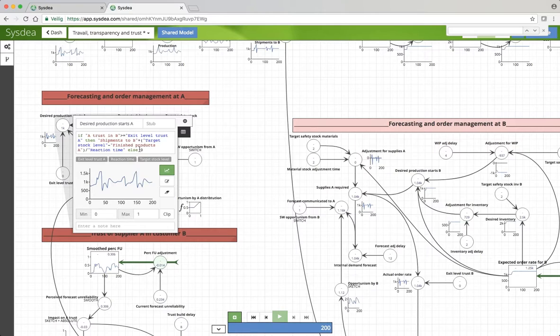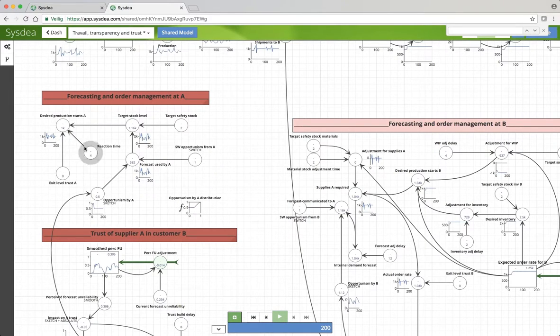This is really straightforward. It says as long as I trust a little bit at least in B, if my trust level is higher than the exit level of trust in A, actually that value is set really low, so that's always in the base case, then I will start to produce as much as I just shipped, plus some correction for what I should have in stock and what I do have in stock actually. So that's fair enough over some delay, and you see the exit trust level is 0 at this point.